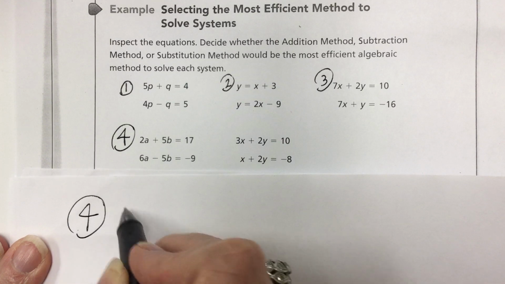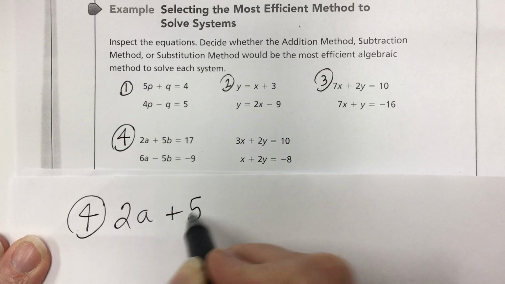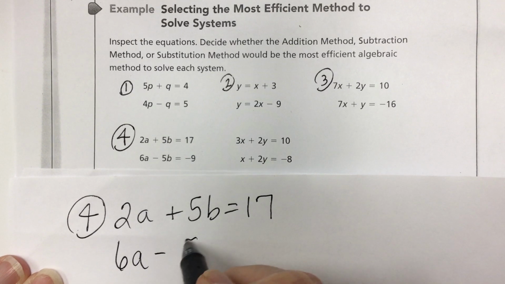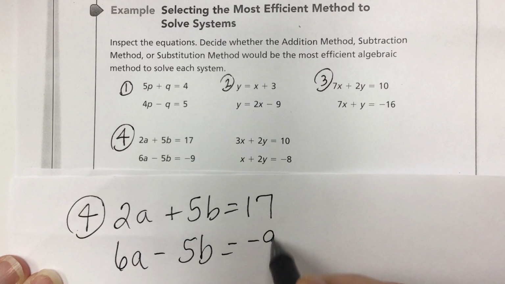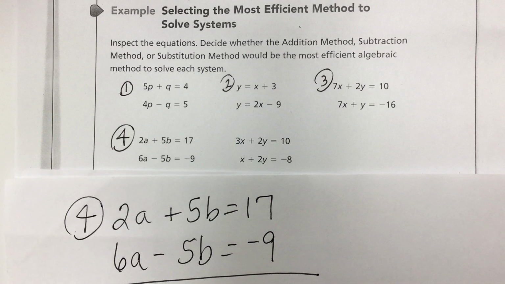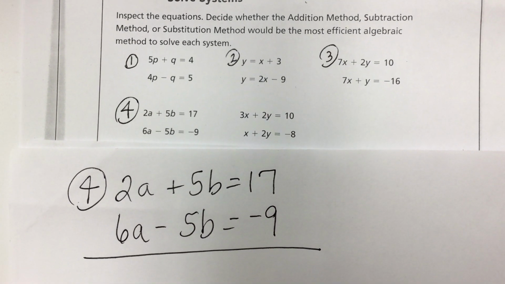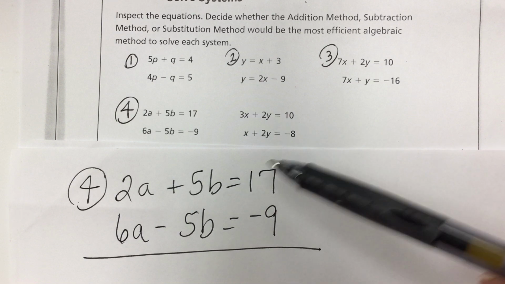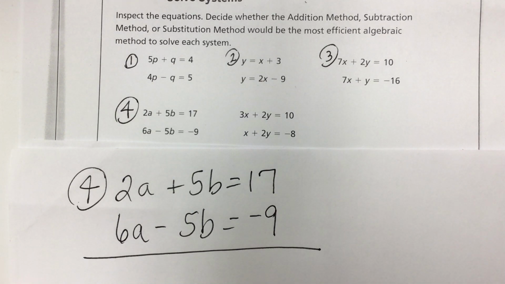Number 4 is 2a plus 5b equals 17, and 6a minus 5b equals negative 9. So when I look at these two, I see they're not already solved for a specific letter, so I don't need to use substitution. I do see that everything's lined up. When everything is lined up, we're either going to use addition or subtraction. So look at each one of your a terms and your b terms.